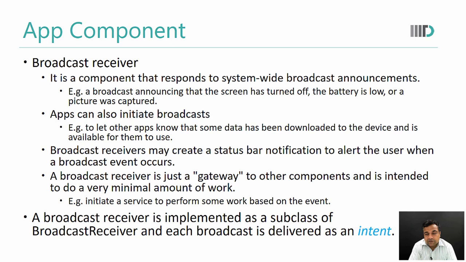A broadcast receiver is just a gateway to other components and is intended to do a minimal amount of work. A broadcast receiver is implemented as a subclass of broadcast receiver, and each broadcast is delivered as an intent. So far we have not covered intent in our lectures, neither does our application have any intent built in. As of now, you can understand intent as only a message object. That is, it is a message which is delivered to get some action done. We will learn more about intent in our later classes.